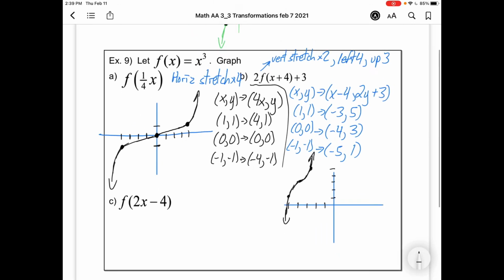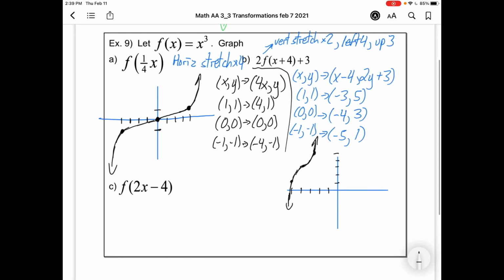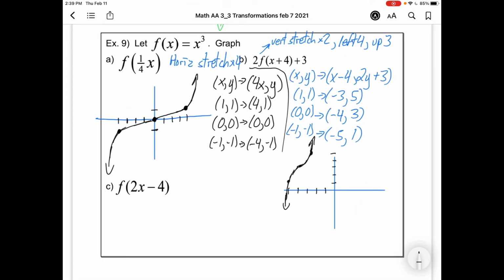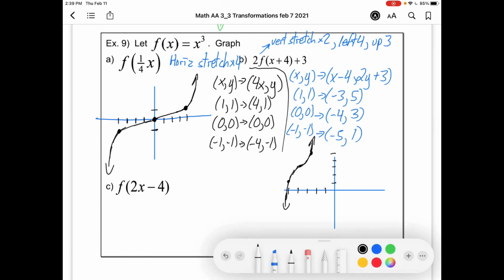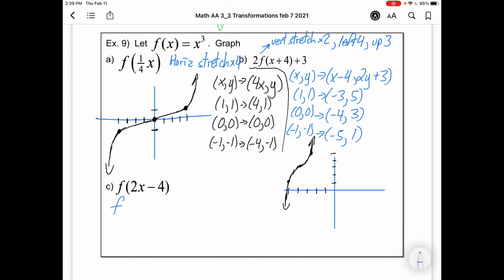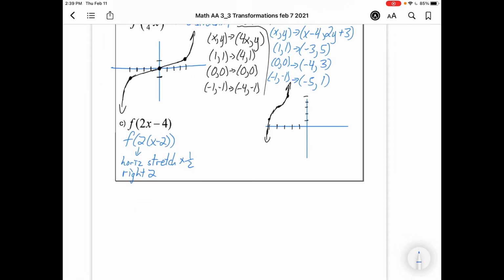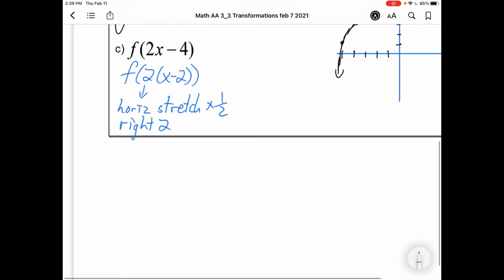All right, very last one. We've got f of 2x minus 4. So in this case, it is not quite in our preferred form. We want to have the coefficient of x factored. And once we have it like that, we're going to know that we have a horizontal stretch by a factor of 1/2. And we're also moving right 2. Again, I think I'm going to map this one.